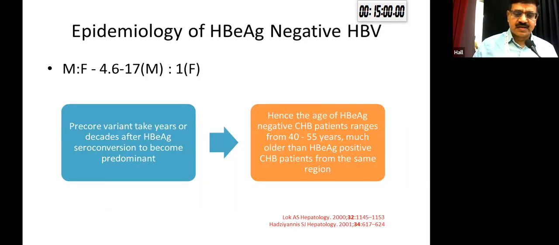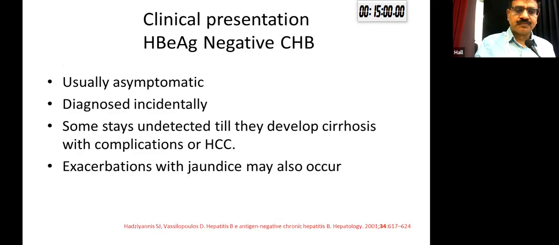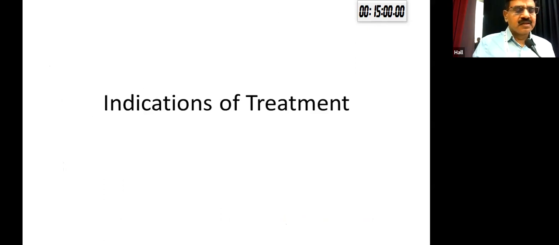Since the E negative phase occurs at a later stage, the patients who are infected with E negative chronic hepatitis B virus are relatively older compared to those who have E positive infection. Clinically, most of the time they are asymptomatic and are diagnosed incidentally, but sometimes they are diagnosed when they develop cirrhosis and its complications. How do you treat them? What are the indications of therapy?